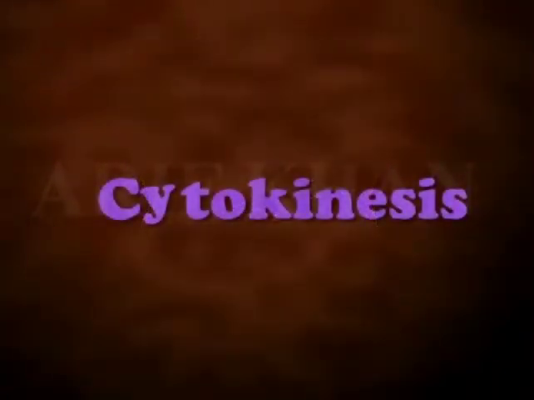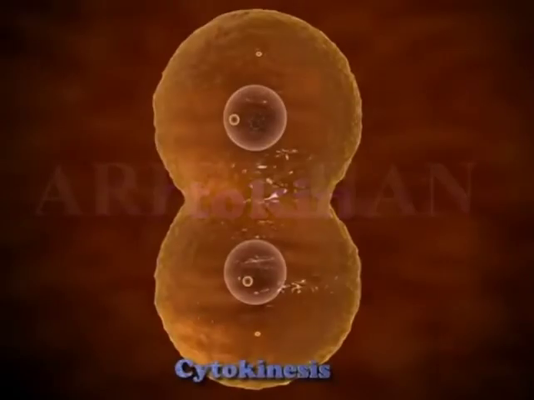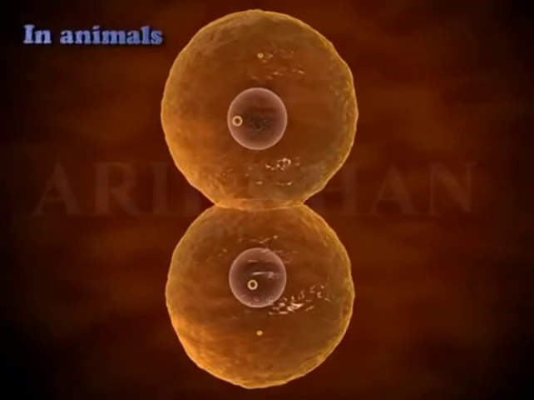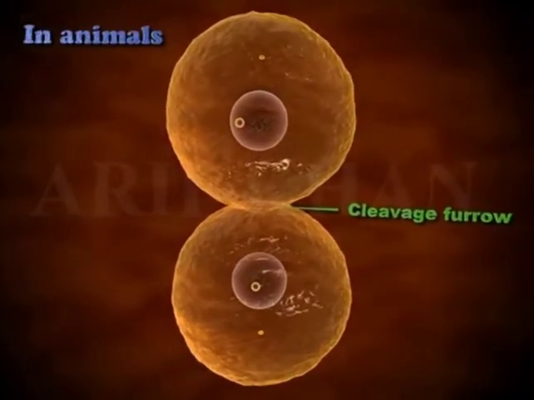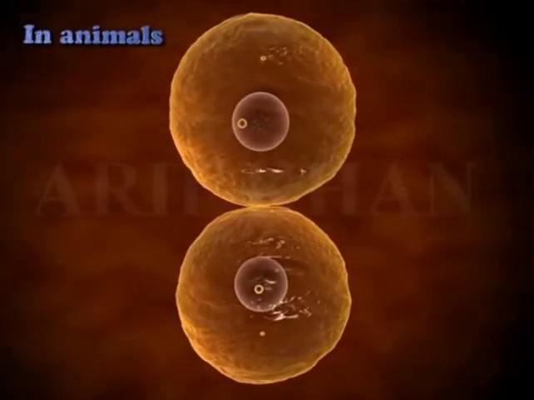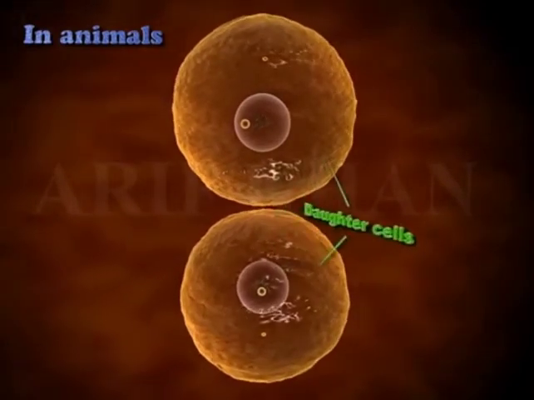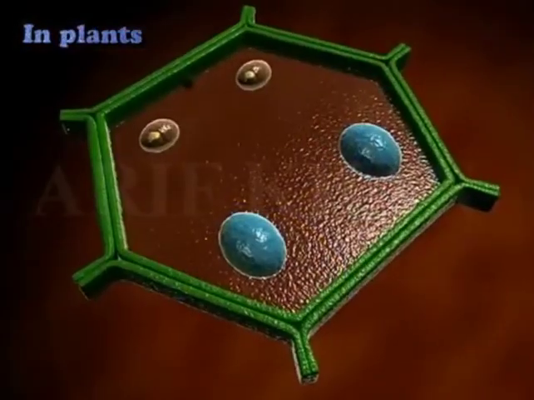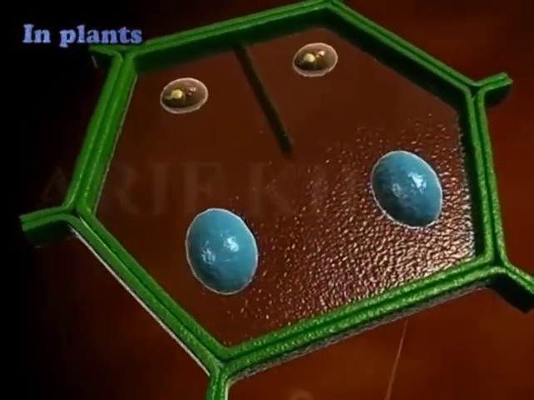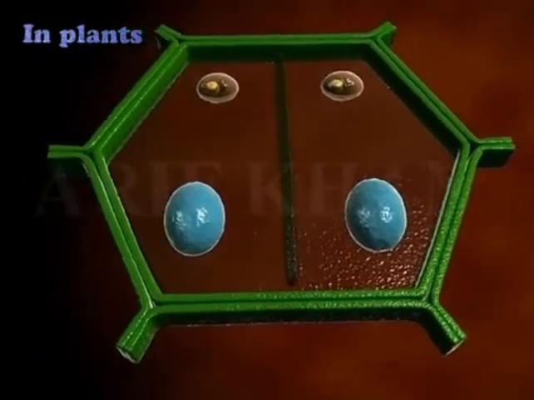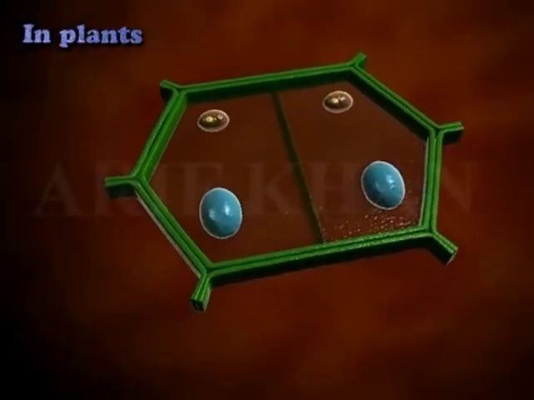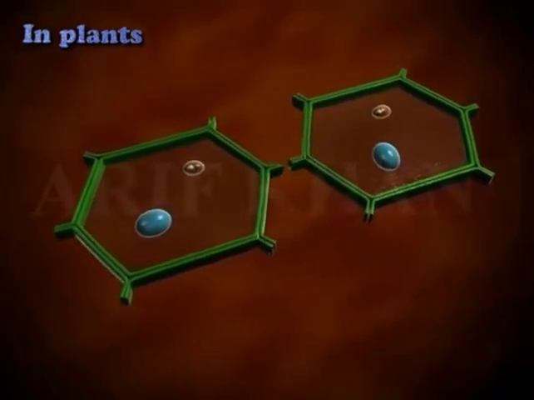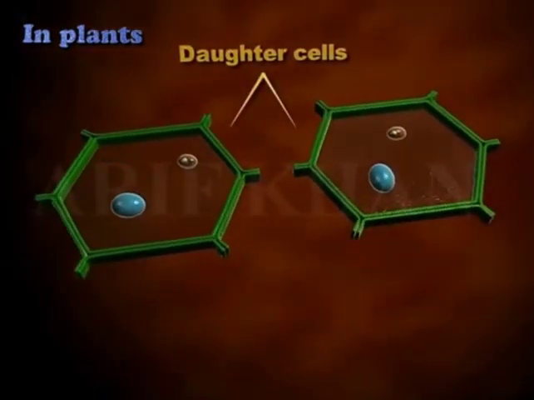This then takes us to the additional phase known as cytokinesis. Cytokinesis simply involves the partition of the cytoplasm. In animals, a cleavage furrow formed in the plasma membrane divides the cytoplasm into two daughter cells, each cell containing a nucleus. In plants, new cell wall formation is triggered at the middle of the cell by the formation of a cell plate, which grows outward until it meets the existing walls, resulting in two daughter cells.